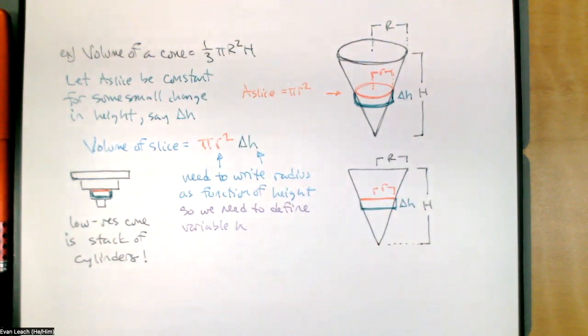Remember, capital H is just the fixed height of the cone. Capital H is just like 10 feet. I don't want the cone to be that big. Very big. 10 inches. Capital H is a fixed value. Little h, the variable little h, is going to be different heights along that cone.